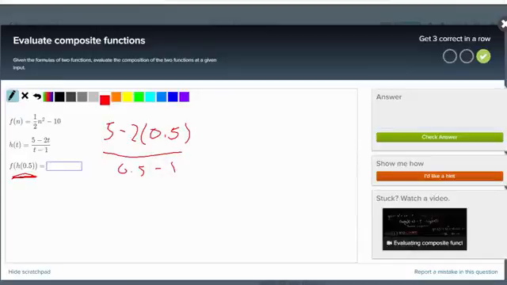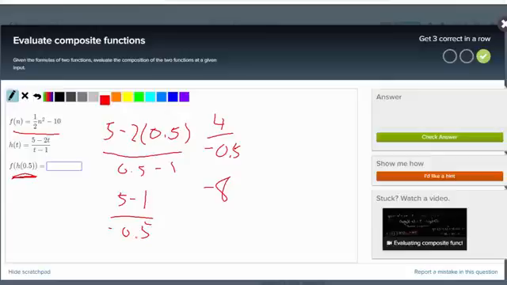I do multiplication first, so negative 2 times 0.5 is negative 1. So on top, it's 5 minus 1. On the bottom, 0.5 minus 1 is negative 0.5. On top, 5 minus 1 is 4. On the bottom, it's still negative 0.5. 4 divided by negative 0.5 is negative 8. So take negative 8, put that in for f.